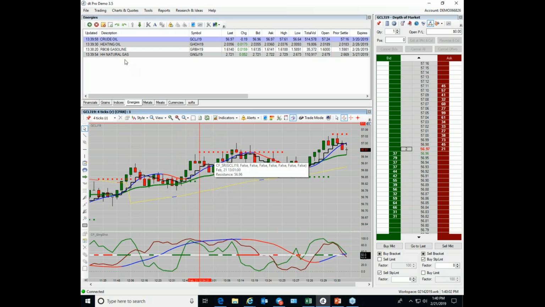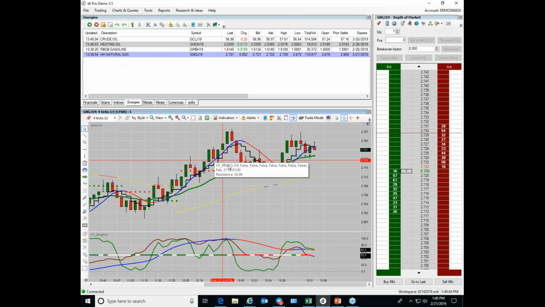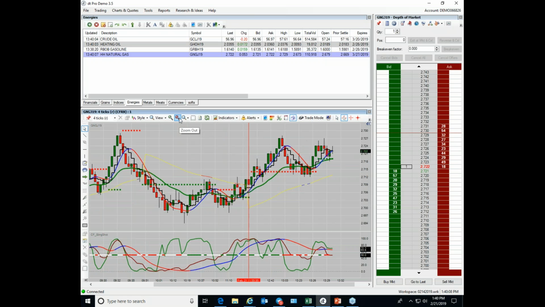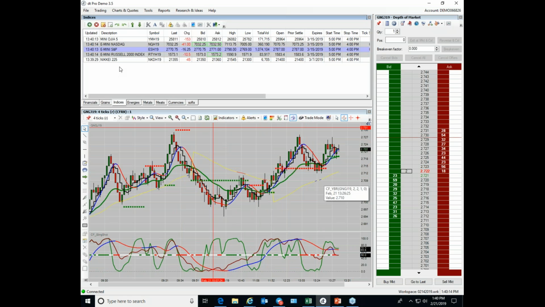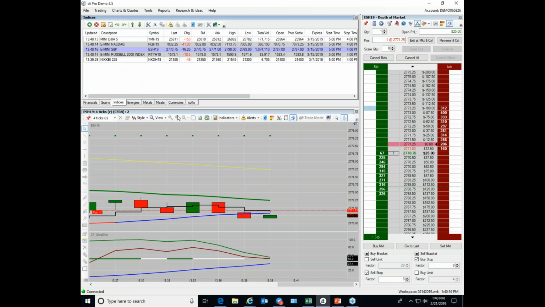Natural gas. Has anything changed there? Notice the first thing I do, 1, 2, 3, zoom out. We're still in this range, so nothing to do there. Let's go back to our S&P.